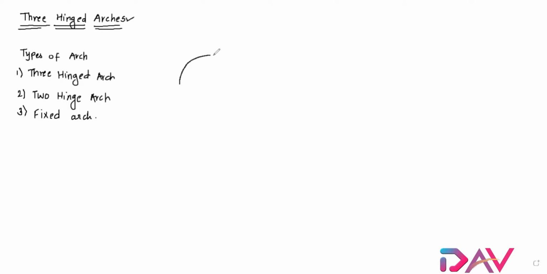If I consider this as my parabola, there are three types in this parabola. First one is the three-hinge arch. As the name suggests, there are three hinges: first over here, second and third. If I talk about two-hinge, here I have two hinges. And if I talk about fixed, then fixed is like this. My parabola will have a fixed support over here.